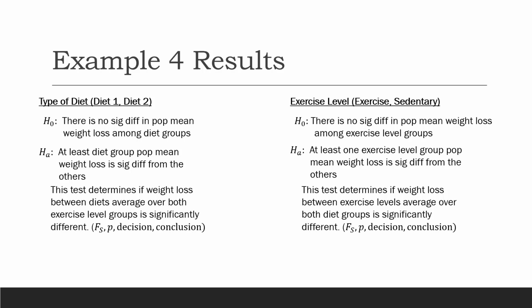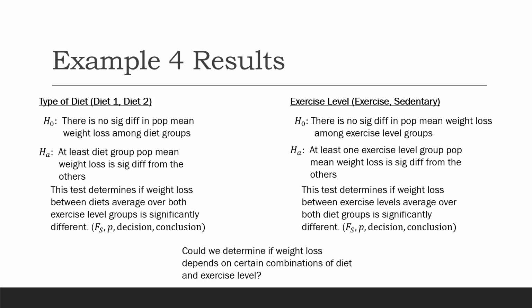But that is not necessarily all that we need when we're doing these combinations, because these two are just testing type of diet and exercise level respectively. But we want to also look at the combination of type of diet and exercise level. So these two hypotheses are not enough for us to get there. That's the point I'm trying to get at here. And I have a question here. Could we determine if weight loss depends on certain combinations of diet and exercise level?